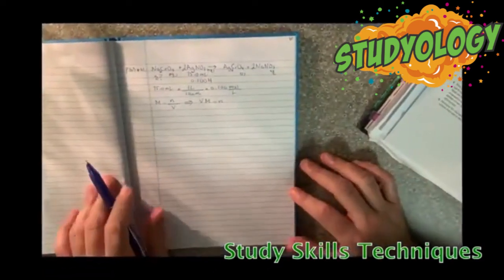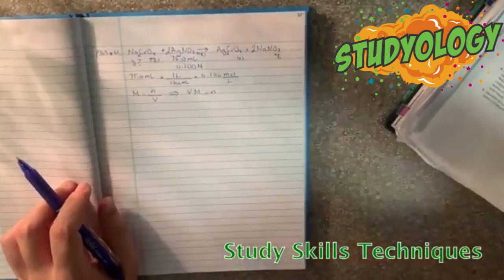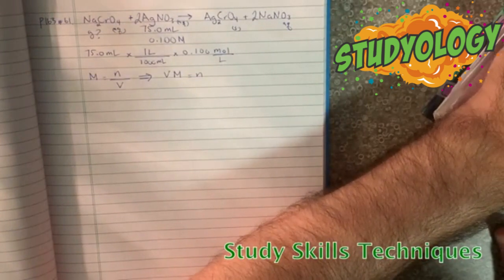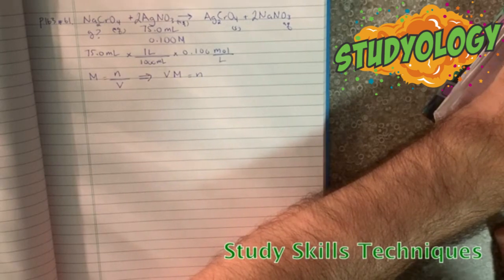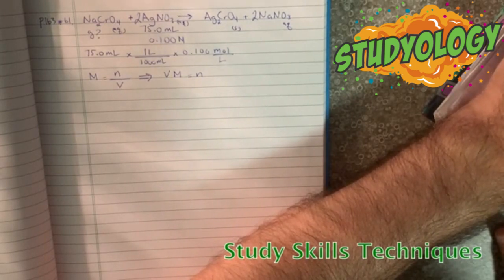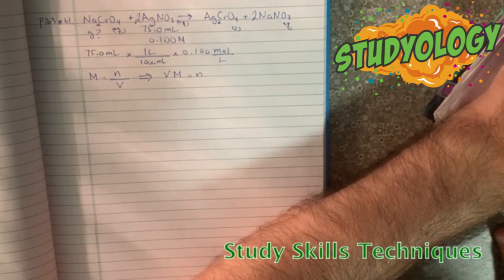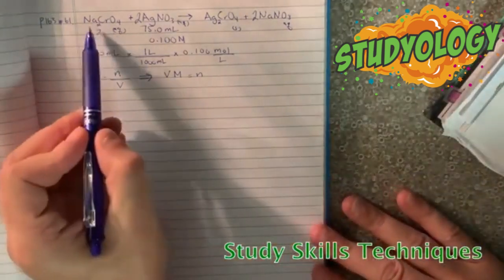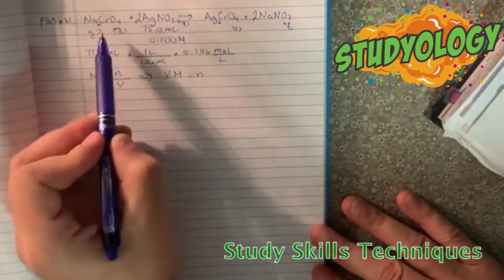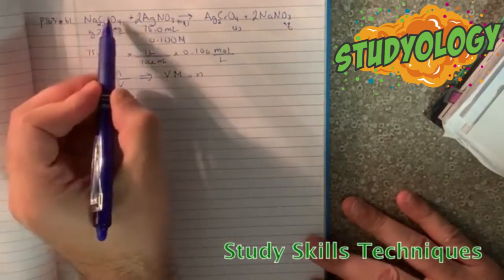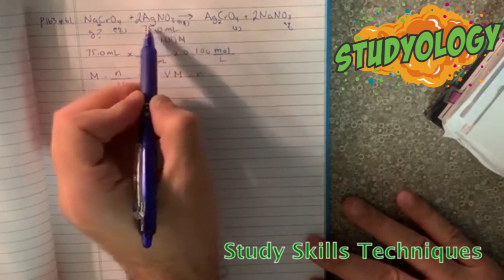Okay, so I'm solving chapter 4, page 163, question 61. The question is asking for the mass of one of the reactants, in this case sodium chromate, that is required to precipitate all the silver ions from the other reactant, which is 75 milliliters of 0.1 molar solution of silver nitrate. So you have two reactants, both are aqueous solutions. The first one is sodium chromate, the second one is silver nitrate.